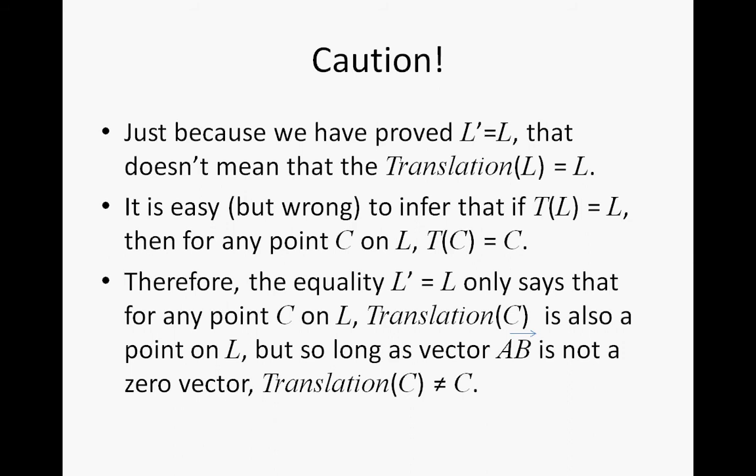So you have to remember that just because translation of L is equal to L, when you start moving points, it's always going to be a different point on the line. So unless you have a zero vector, point C is always going to translate somewhere along that line. It's going to be on the same line, but it's not going to be the same location in the plane. Therefore, you cannot say that translation of C is equal to C.